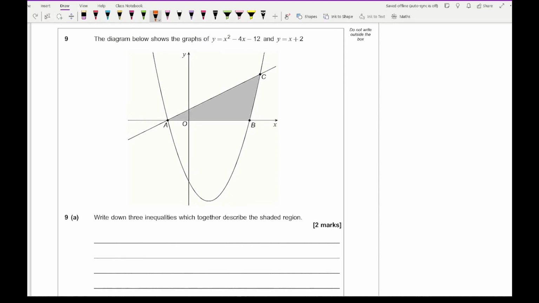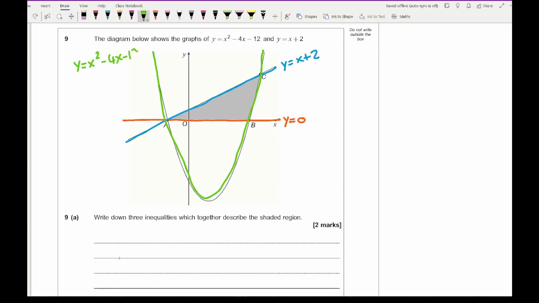So looking at the 3 inequalities, I've got this orange line, which is y equals 0. I've got this blue line, which is y equals x plus 2. And I've got this parabola, which is poorly drawn over as x squared minus 4x minus 12.